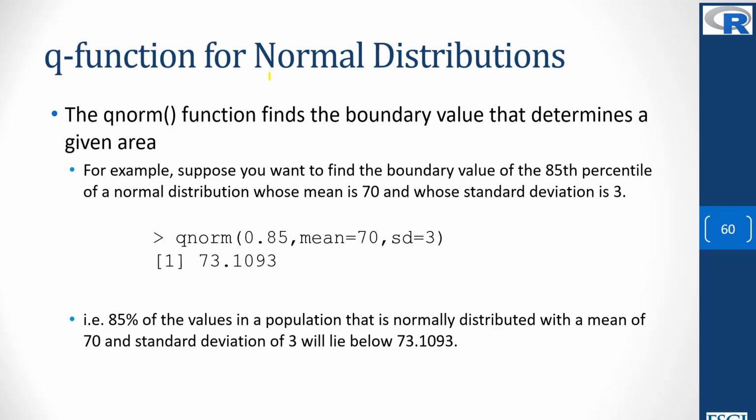And finally, we have the q function for normal distributions. This function works with quantiles. Given a value for a normal distribution with a specified mean and specified standard deviation, where will the bottom 85% of our values lie? So we provide 0.85 as a percentile, and this says that anything below this value will be less than the value of 73.1093. So in other words, 85% of the values in this population on this normal distribution will lie below that value.